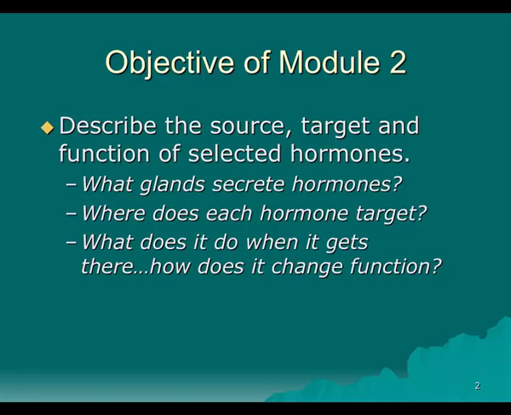The objectives of this module are basically to describe the source, target, and function of the selected hormones. So you should know which gland secretes that hormone, what place that hormone targets, and what it does when it gets there. How does it change the function of that cell?